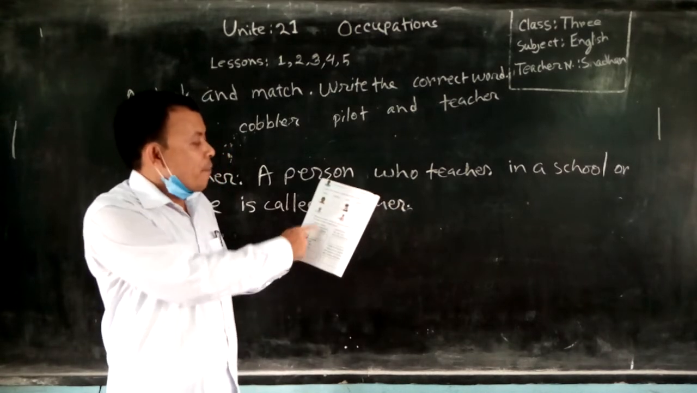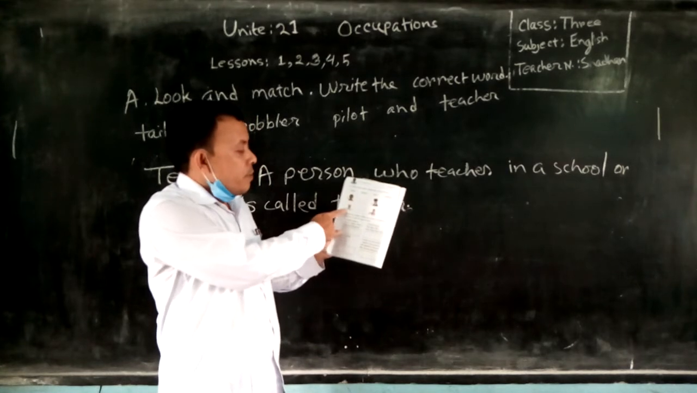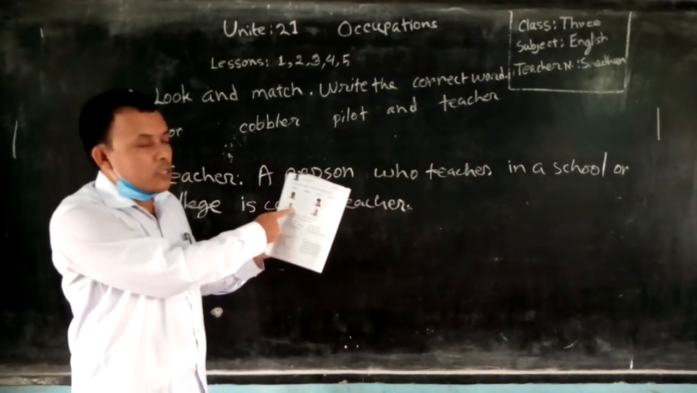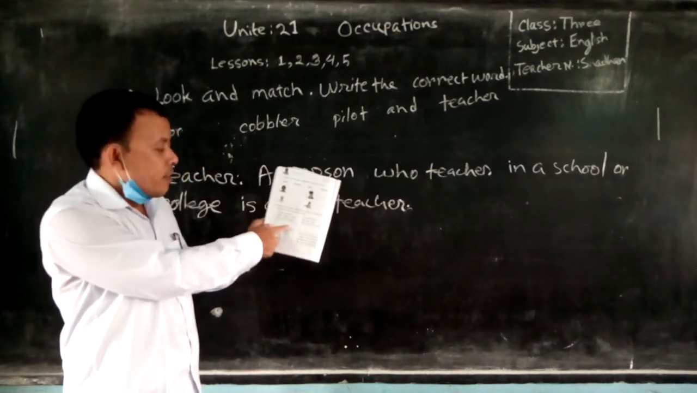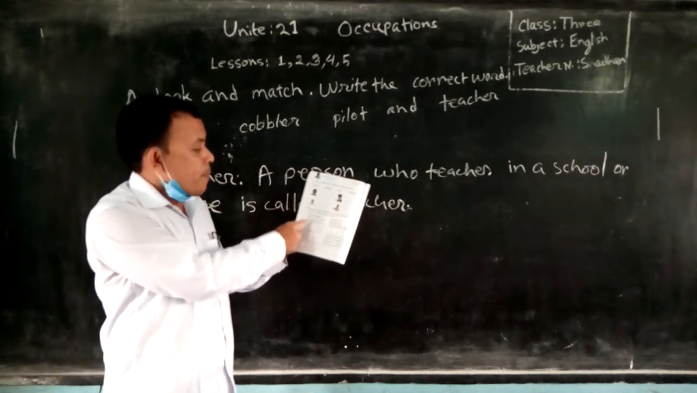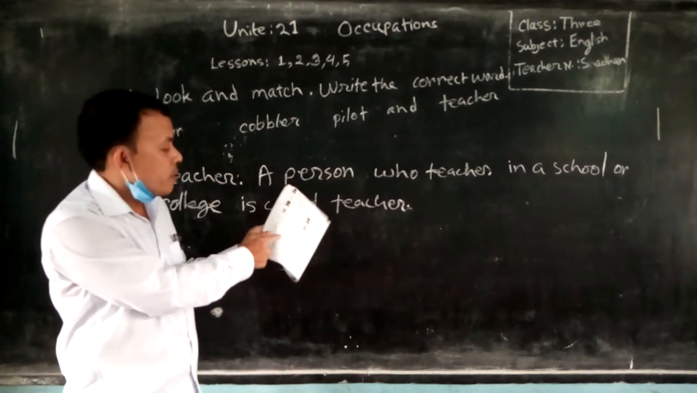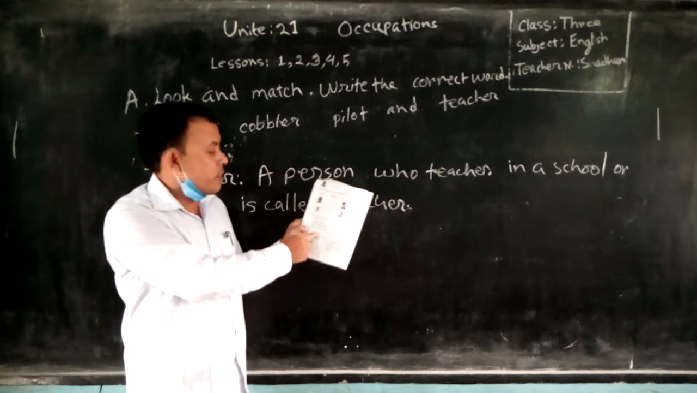So in the pictures above we can see number 3, which picture is shown here. It is a picture of a tailor. That means you have to write here picture number 3, tailor, and in the same way you have to write tailor in the blank box. You have to write tailor.